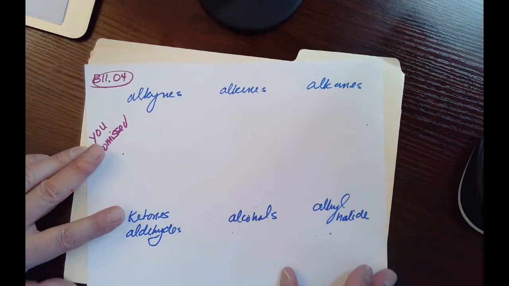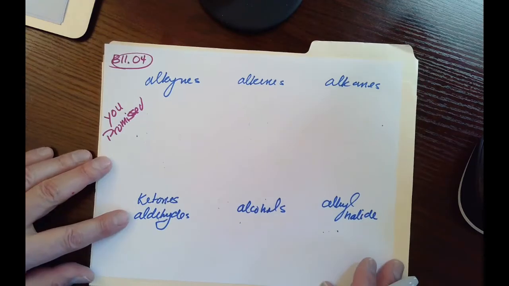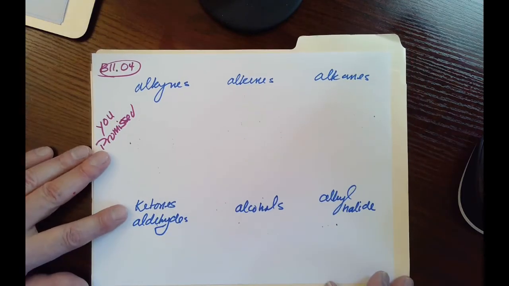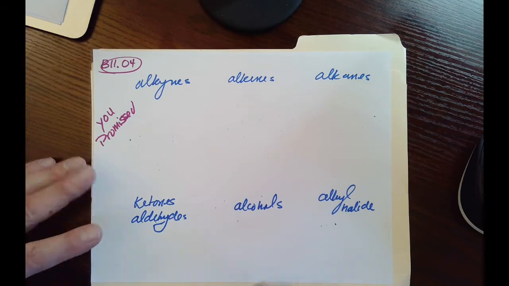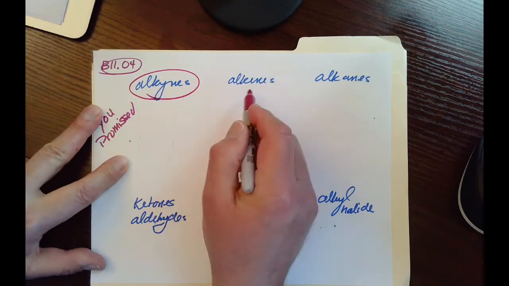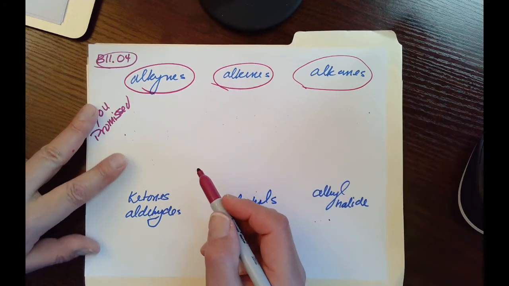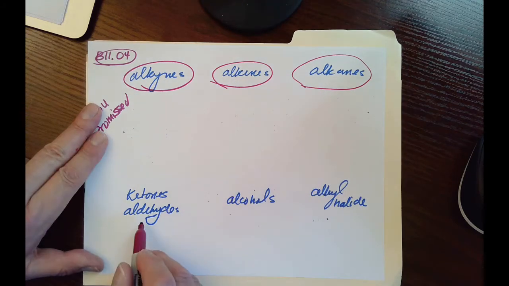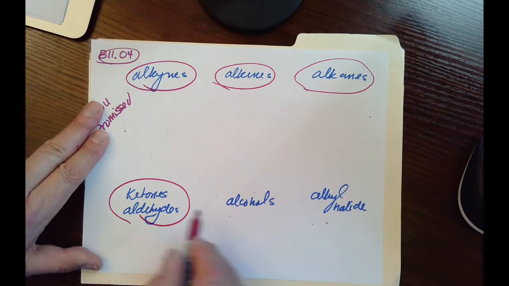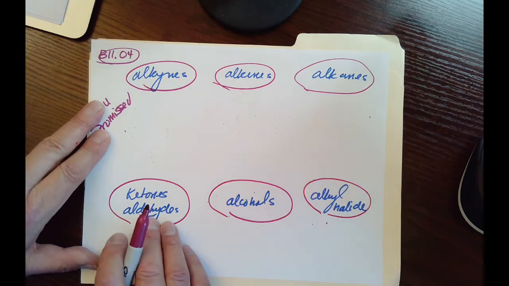I'll put this away. Put the general paper here. So the general paper is this, right? So we have naming as the naming goes. So we have alkynes, alkenes, alkanes, right? Then in the corner here we have ketones and aldehydes, alcohols, and alkyl halides.